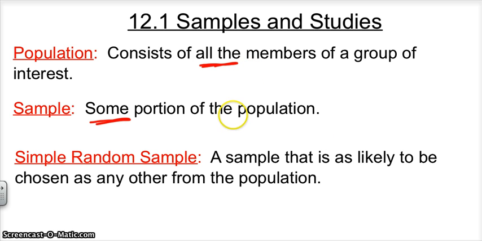So now we are going to look at different samples that we can get. The first kind of sample that we have is a simple random sample. It is a sample that is as likely to be chosen as any other from the population. So let's say that we are trying to get a sample of the freshmen. We pick this algebra class, it would be a simple random sample of you freshmen.